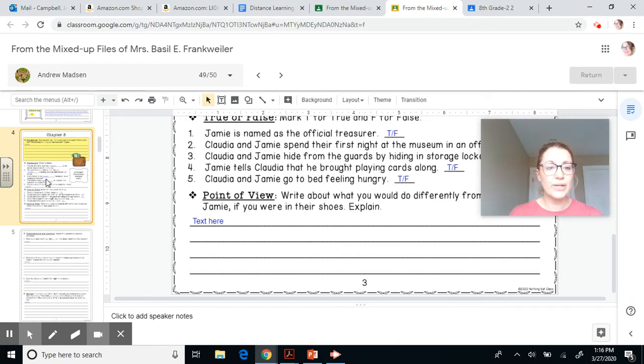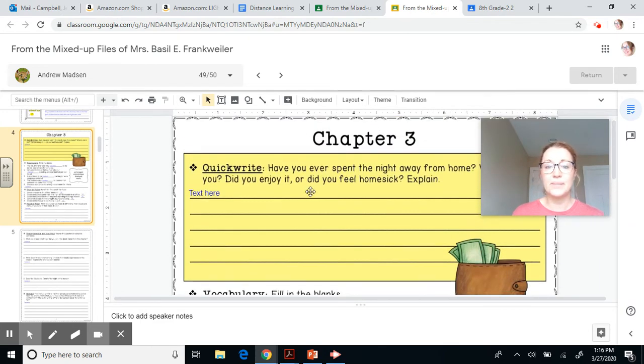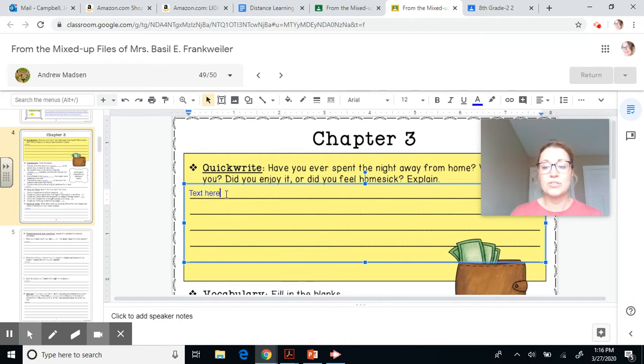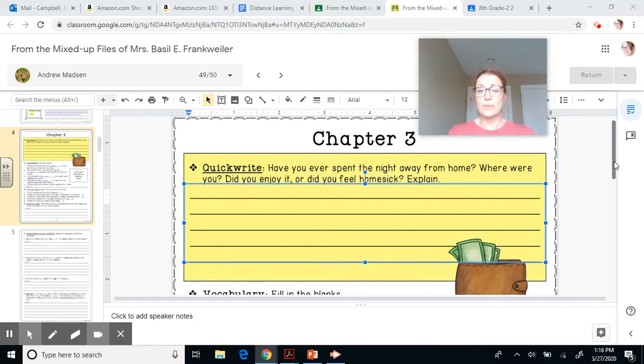And then you are going to answer the questions for chapter 3. Chapter 3 is at the top. Again, you're going to click inside the box and put your response there. You can delete this text here and then write your response. Please answer all questions. This is another thing that I noticed, my sixth graders: you would only answer the first question when there were 4 questions in the prompt.